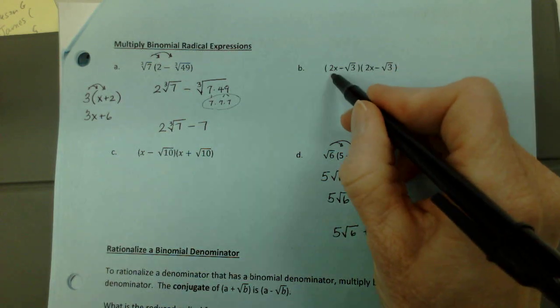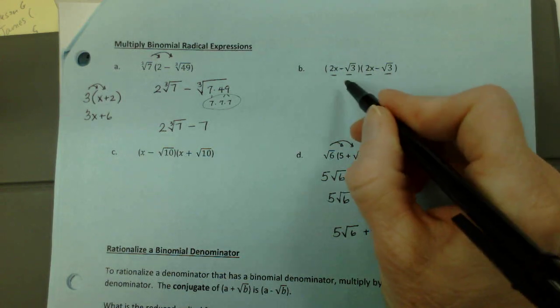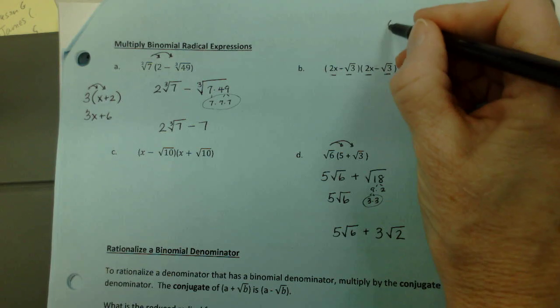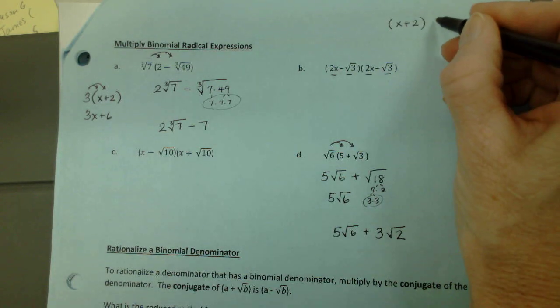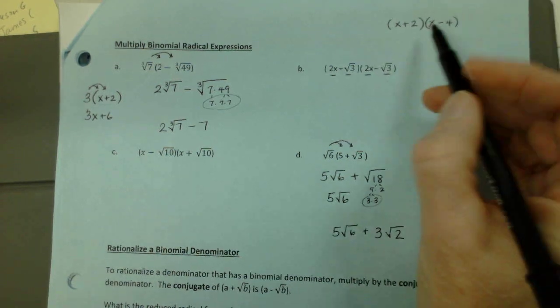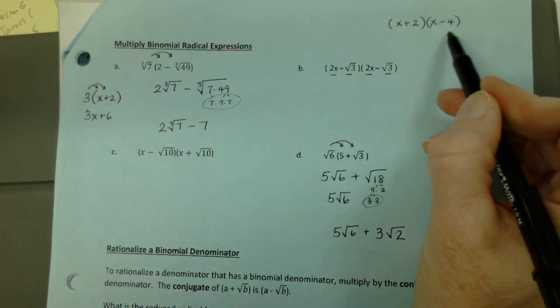This is a binomial. These are two terms here. And these are two terms here. So this is a binomial times a binomial. I mean, hopefully you hear that. If I were to ask you to multiply x plus 2 times, let's just do x minus 4. Okay, this is a binomial. There's two terms here times a binomial. Well, we would FOIL that.